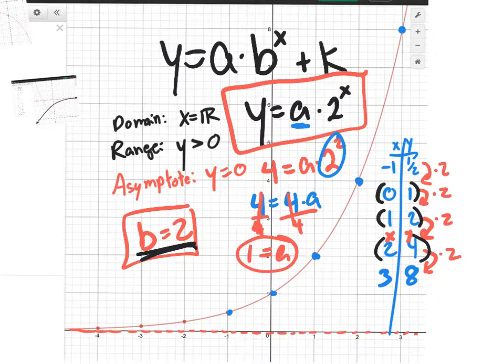Got it? So we know for a fact that the function of this graph is y equals 1, which is a, you don't need it, times 2 to the x. And that's your actual function that describes this exponential growth curve. Are you with me? Yes. It was a lot. Let's try a different one.